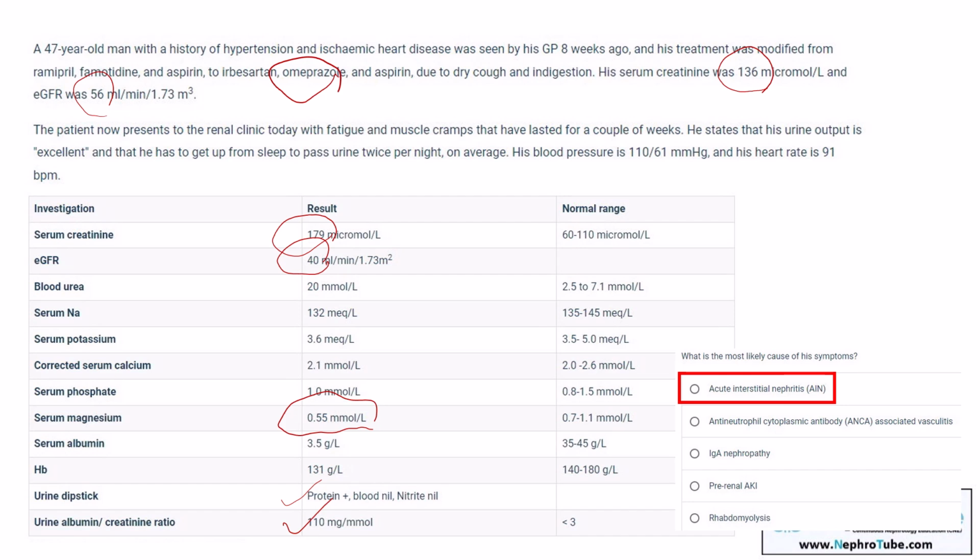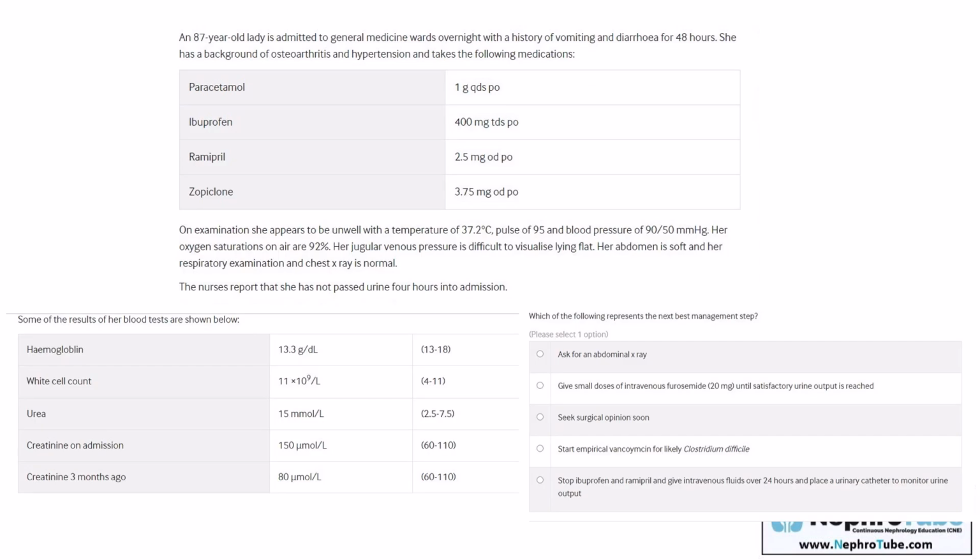Okay. And by the way, the urine output here is excellent, and in almost all cases of acute interstitial nephritis, especially secondary to drugs, the urine output is good. This may indicate tubular dysfunction, by the way, especially if the patient has nocturia. So this is a case of acute interstitial nephritis secondary to omeprazole use. Next case.